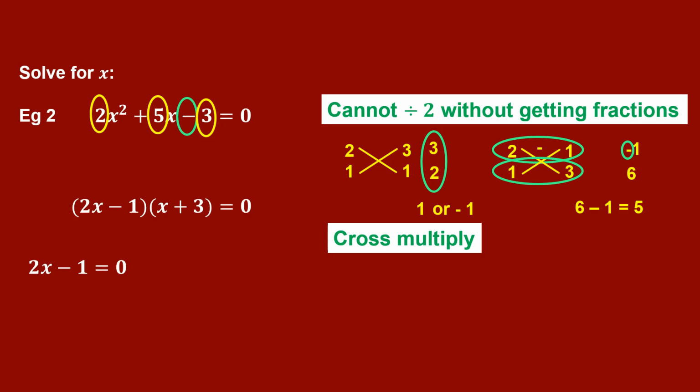So we can solve this equation further if 2x minus 1 is 0 and x plus 3 is 0. With the first equation, take 1 over to the other side, so 2x is equal to 1, so x is a half, and the other one is easy to solve. I get x is minus 3.